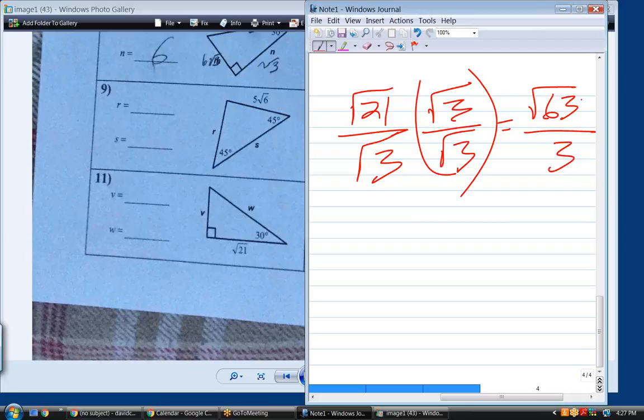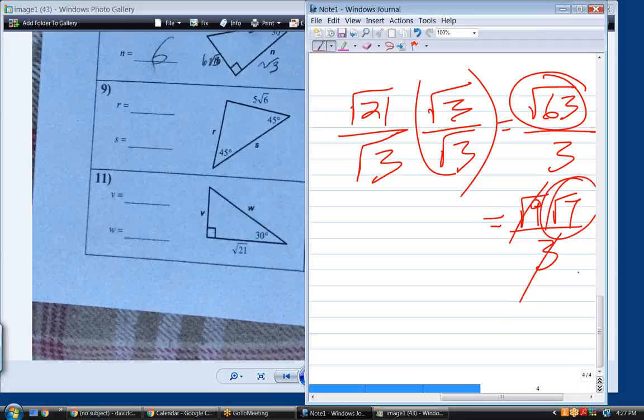And then I got to reduce that. That's square root of 9, square root of 7 divided by 3. And then that square root of 9 cancels with that, and I end up with that. But I think you can see that it's quite a bit faster to do it my way. Yeah. Don't go through this.